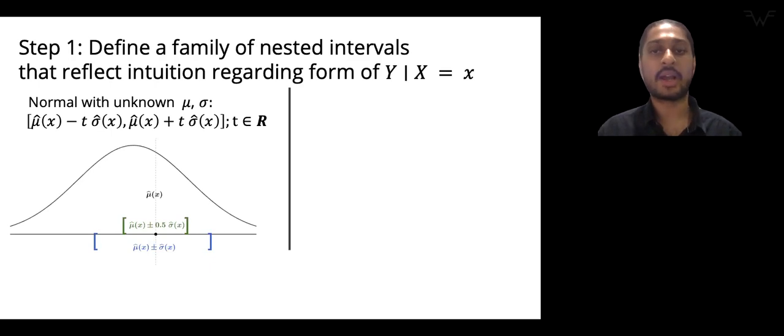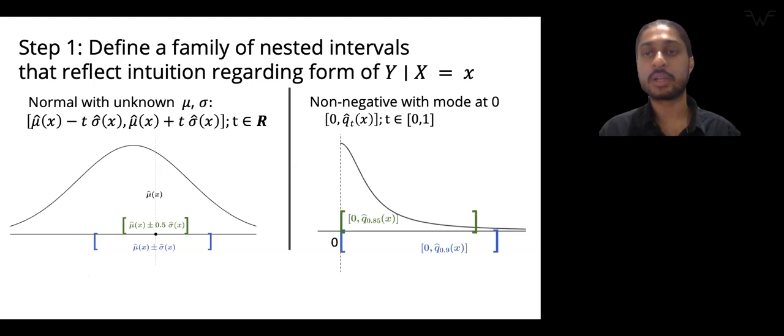Suppose we believe that y given x is normally distributed with some mean and variance which is unknown. Then we can consider the following family of sets for varying values of t corresponding to some mu hat and sigma hat, which are some estimates of the mean and variance. The intuition is that if mu and sigma were known perfectly, then this family contains the optimal prediction set.